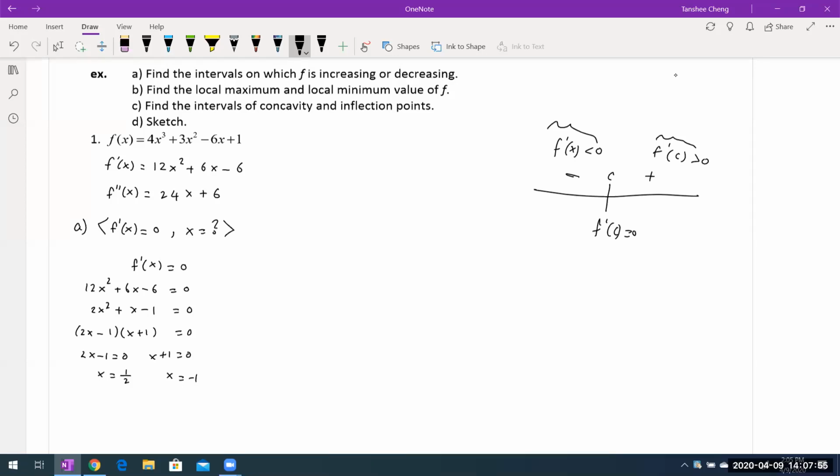So we found out which x values will make the first derivative function equal to 0. And that allows us to write them on the real number line and then do the testing. And keep in mind, what are we testing? Okay, so here's negative 1, here's 1/2. And what we are interested in is finding out the value of f prime.